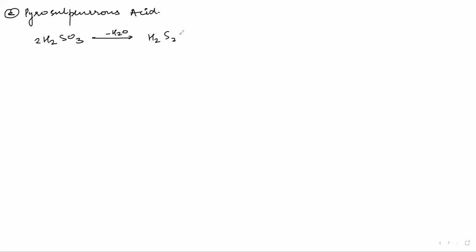Next is E, which is pyrosulfurous acid. How will we make it? H2SO3 twice again, minus H2O. This will be equal to H2S2O5, correct? That is H2, S2 and 5 oxygens. Now, if we calculate the oxidation state here, it is 2 plus 2x minus 10 is equal to 0. 2x is equal to plus 8. x is equal to plus 4.